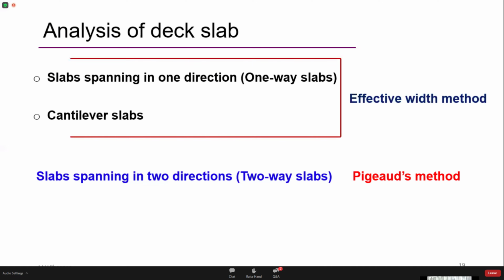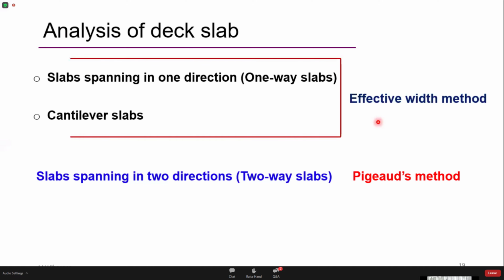The next part is the analysis. In the case of analysis, we come across two situations. Either the slab spans in one direction or the slab may span in two directions. When the slabs span in one direction, or are cantilever slabs, the analysis can be performed using a method called the effective width method.